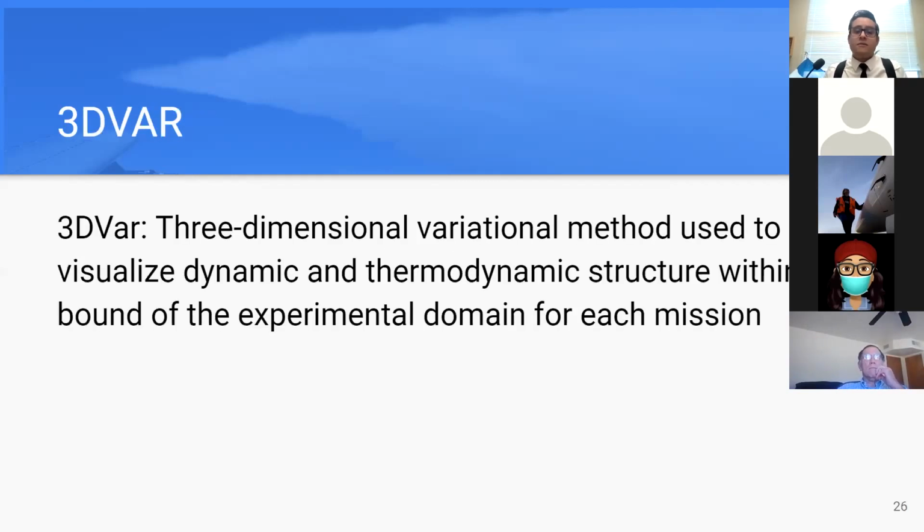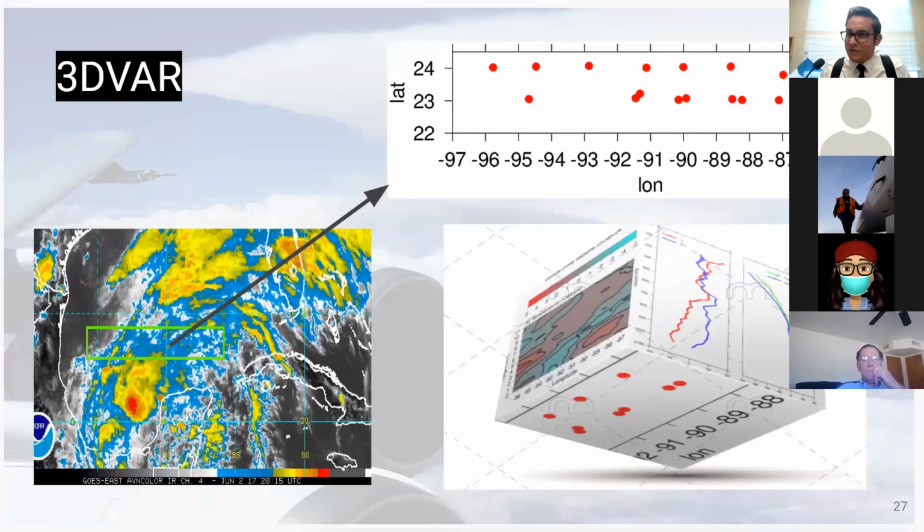So what is 3DVAR? 3DVAR is a three-dimensional variational method used to visualize dynamic and thermodynamic structure within the bounds of the experimental domain for each mission. So it goes from here, where we have the experimental grid. This at the top is where we dropped all the sondes. These are the locations where we dropped the sondes.